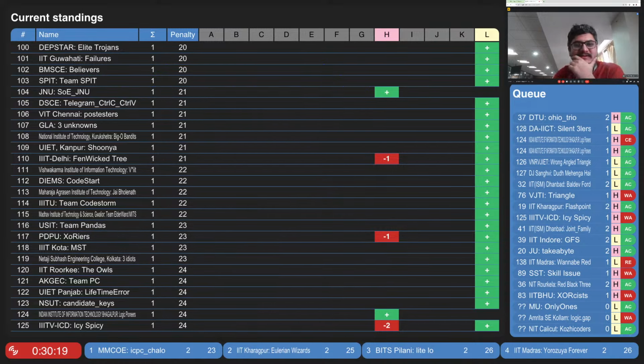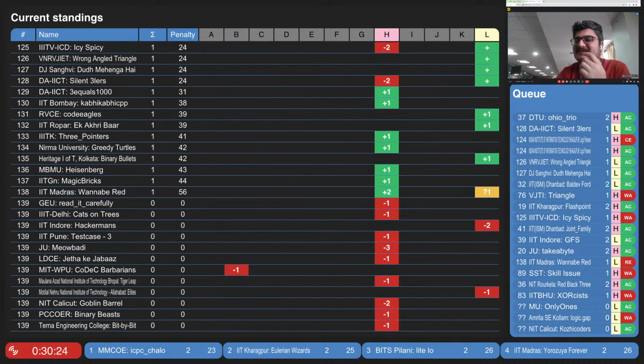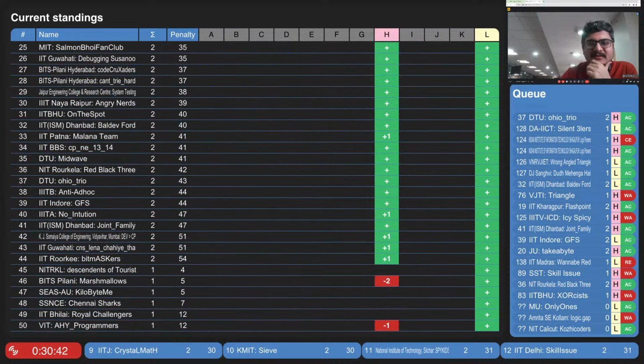Okay, hello everyone. Let's get started. ICPC Amritapuri 2023 round has started 30 minutes ago. Let's look at the current standing for now. It looks like teams have found the easiest problem of the contest. Twinkle Twinkle Little Star was the easiest one, and the second easiest one was Lego Blocks.